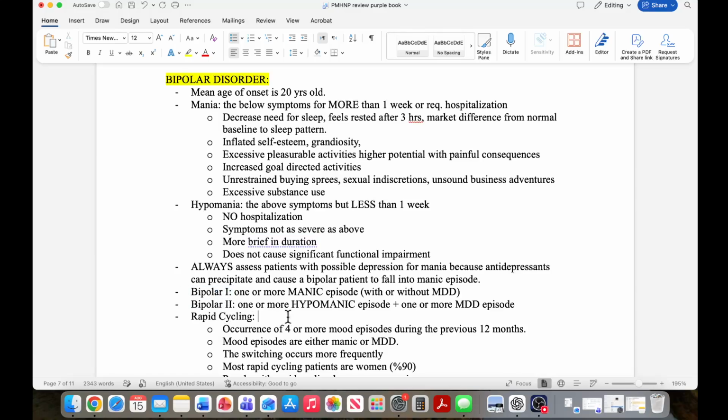Now, if they have one or more hypomanic episodes, hypomanic is less than 1 week, 4 days, I think it's 4 days, but less than 1 week. More brief, not as severe, does not cause severe functional impairment. That's hypomanic. And the "and" is very important here, by the way. They also have to have one or more major depressive episodes. Then they fall under bipolar 2.